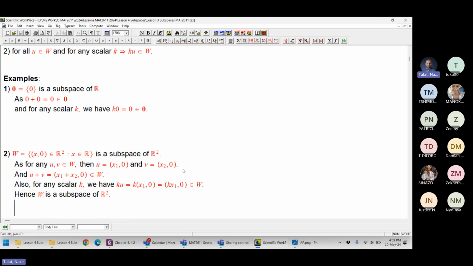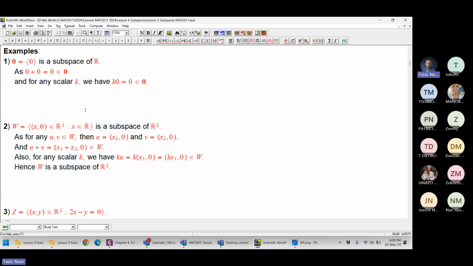In another example, suppose in R square we have a set W containing all elements of the form of a pair (x, 0) belonging to R square, where x is any real number. This set is a subspace of R square. We can check the condition. If we take any two elements U and V belonging to W, then U will be equal to (x1, 0) and V will be equal to (x2, 0), where x1 and x2 are any real numbers.